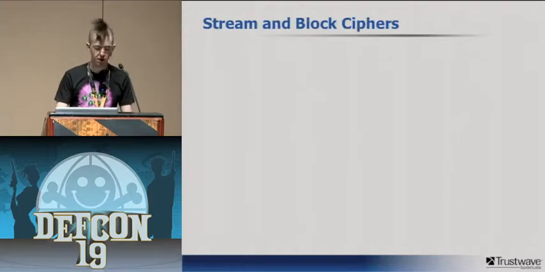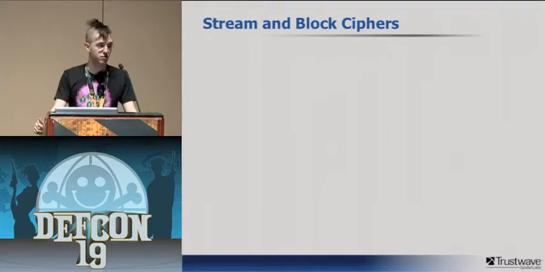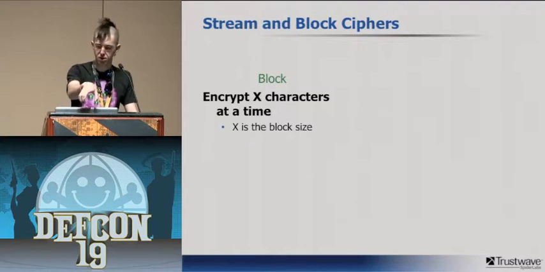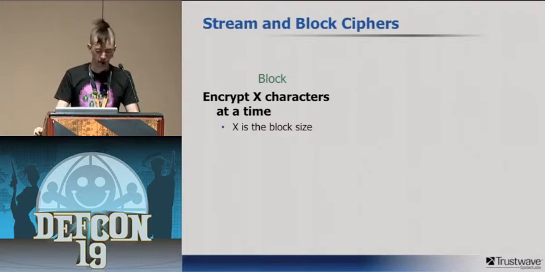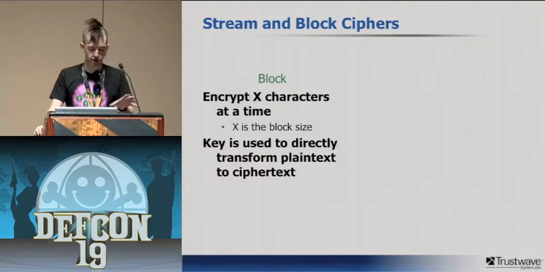So we can split the set of ciphers into stream and block ciphers. Now, if there are any cryptographers out there, maybe there's something else that I'm unaware of, and I apologize about that. But as for stream and block ciphers, with a block cipher, you take the message in chunks and encrypt each of them one by one. So the key is used directly to transform the plaintext into the ciphertext.